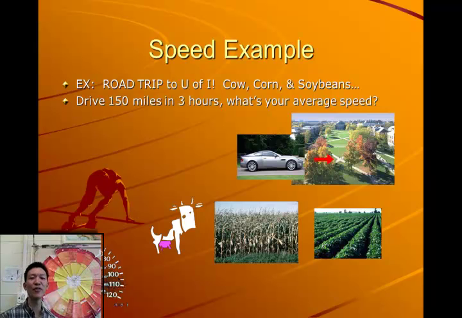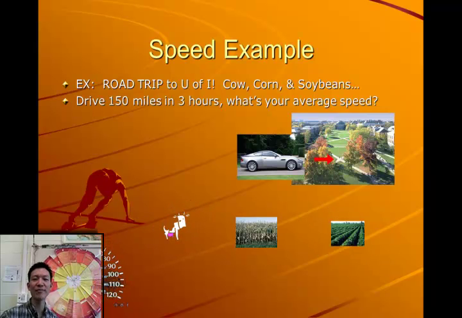Let's say you drive 150 miles in 3 hours. So what's your average speed? This is easy, right? You just do what? 150 over 3 would be 50 miles per hour. That's it, right? But are you actually driving 50 miles per hour the whole time?